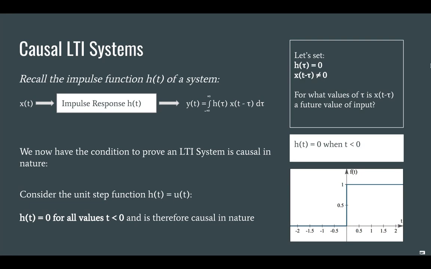A quick example to solidify this idea is the unit step function. If the unit step function is our impulse response, we can see that it's 0 for all t less than 0, and therefore it is causal in nature.